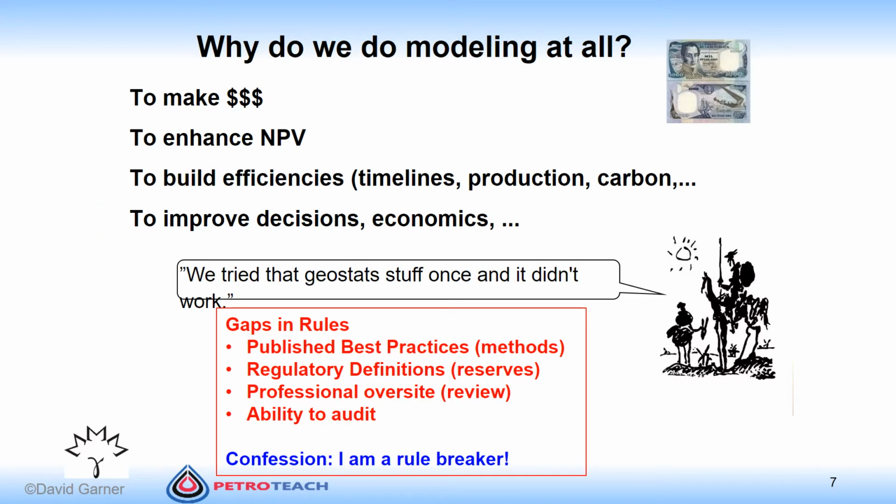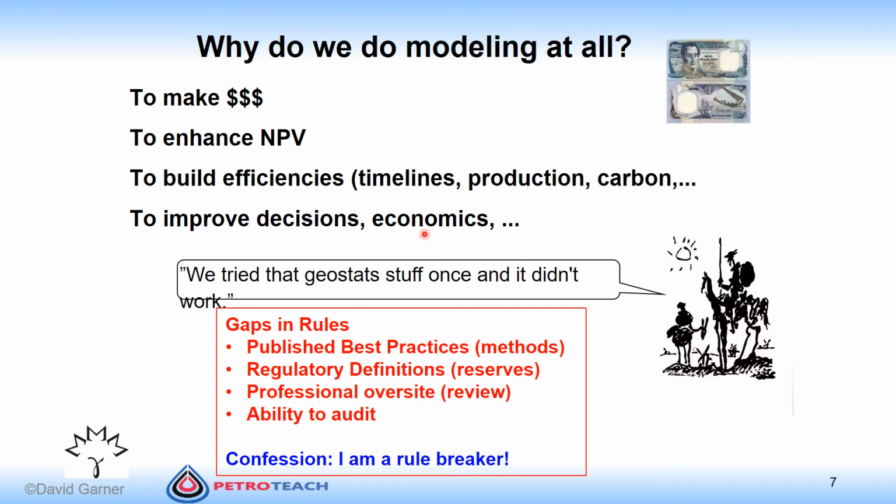Why do we do modeling at all? Well, there's a profit motive, of course, but in defining our projects, we're trying to enhance the net present value, today's value of the project as we plan it out into the future. We want to build efficiencies, and those efficiencies are in a variety of areas: timelines, production, carbon capture, improving emissions. And so engaging in modeling improves the decision processes and the economics of projects.